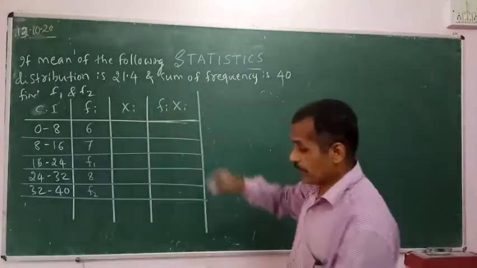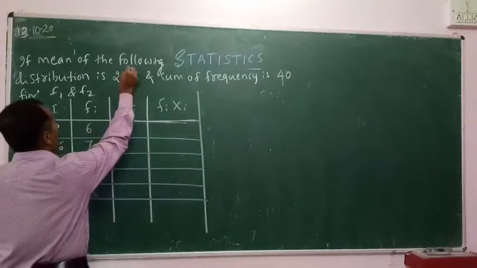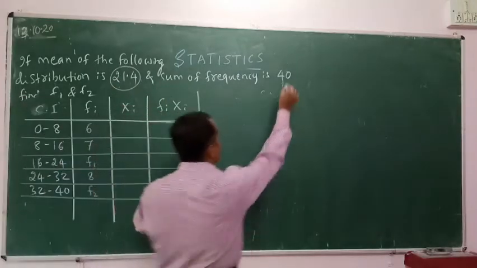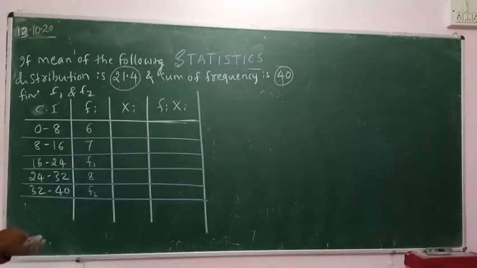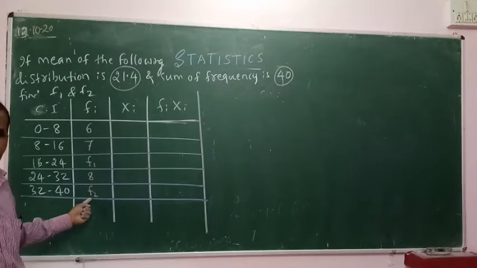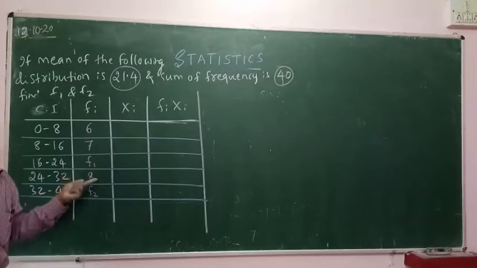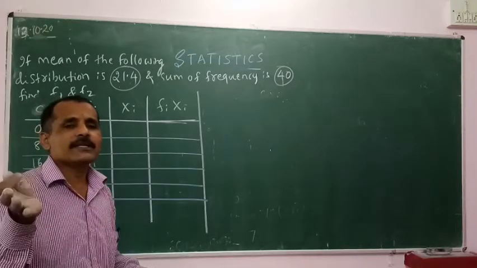Again the same. What have they given? The mean of the following distribution is 21.4. The mean x bar is given, and the sum of the frequencies n is equal to 40, also given, and they ask you to find the missing frequencies f1 and f2. But actually this f1 and f2 can be anywhere. f1 can be here, f2 can be here, anywhere out of these 5 places.